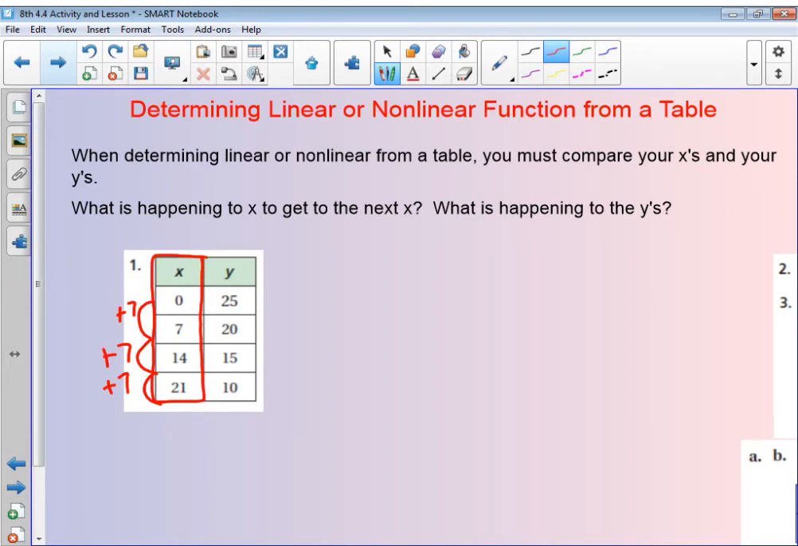So now we'll check to see with the y's if it's constant. -5, -5, -5. So is this linear? Was it constant on both sides? Yes, so that would be a linear function. Okay, constant pattern is linear.